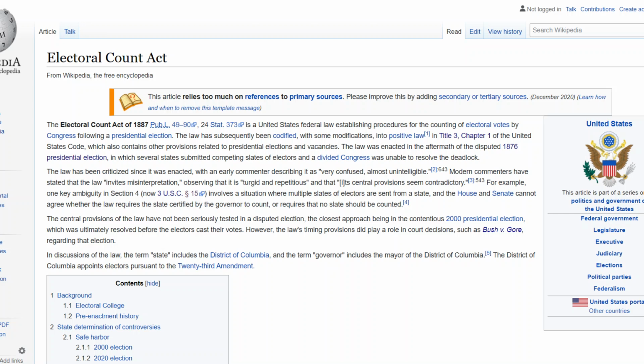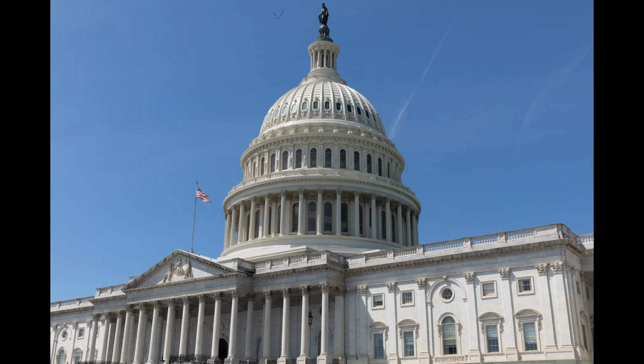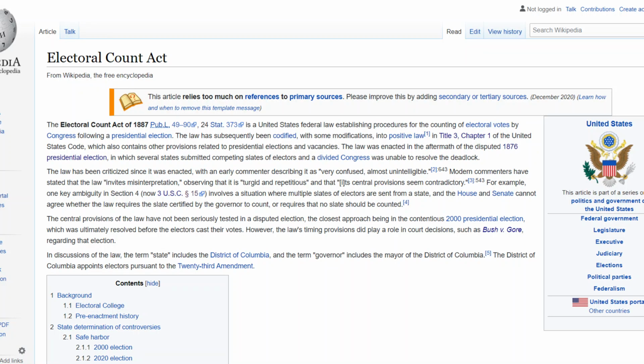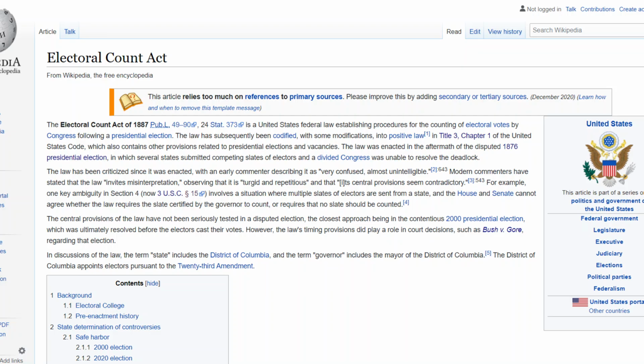The law was enacted in the aftermath of the disputed 1876 presidential election, in which several states submitted competing slates of electors and a divided Congress was unable to resolve the deadlock. The central provisions of the law have not been seriously tested in a disputed election, the closest approach being in the contentious 2000 presidential election, which was ultimately resolved before the electors cast their votes. However, the law's timing provisions did not play a role in court decisions such as Bush v. Gore regarding that election. But ladies and gentlemen, this act is getting ready to be seriously tested.